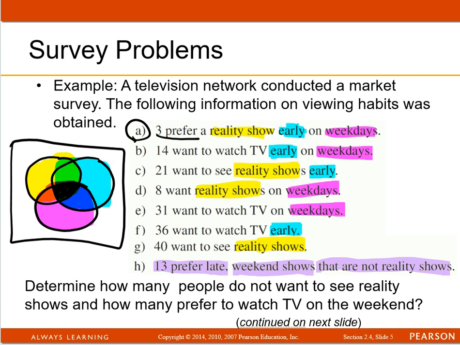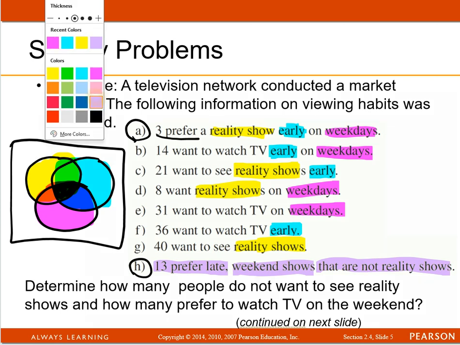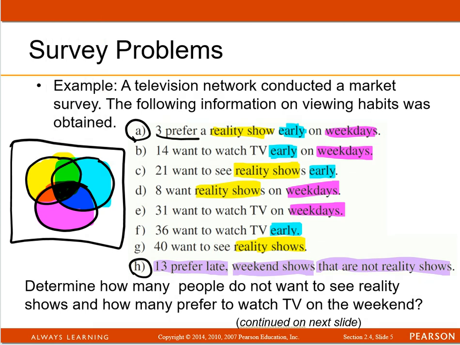And then H down here, that's the other easiest one to figure out, because that is people who don't watch early, they watch late, they don't watch on weekdays, they watch on weekends, and not reality. So that would be this area outside all 3 of those circles. And that's where I'd put the 13 people. And then of course you'd go through B, C, D, E, F, and G and go through it all.